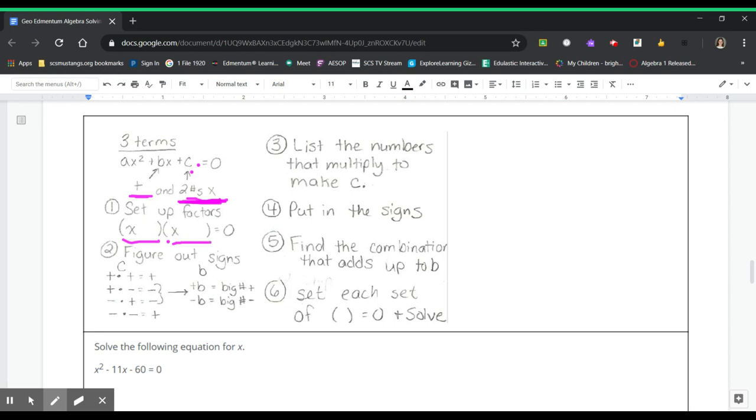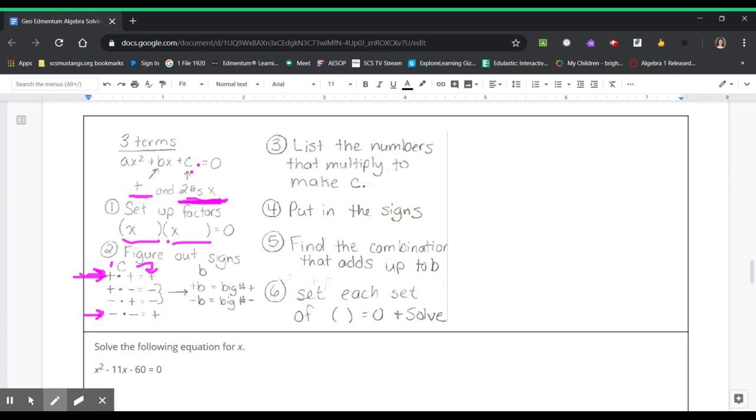And the next thing that I like to do is to figure out the signs. So if you look at your c term, if your c term is positive, you are either going to have a positive times a positive, or a negative times a negative. It just depends on what happens with your b term. If your b term is minus, it's going to be a negative times a negative. If your b term is a positive, it's going to be a positive times a positive.